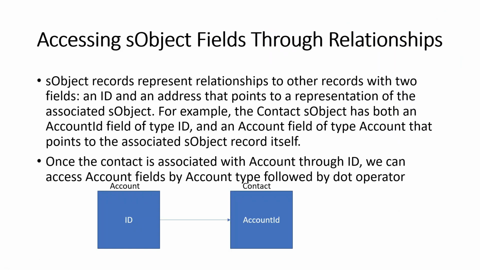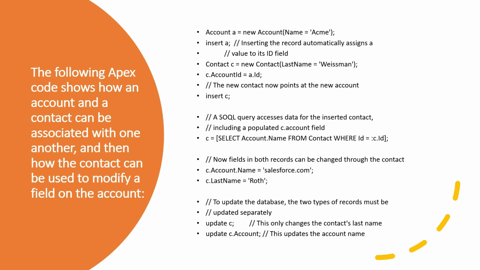Accessing sObject fields through relationships. sObject records represent relationships to other records with two fields, an ID and an address, that points to a representation of the associated sObject. For example, the contact sObject has both an account ID field of type ID and an account field of type account that points to the associated sObject record itself. Once the contact is associated with the account through ID, we can access account fields by account type followed by the dot operator. So we'll see in the example.